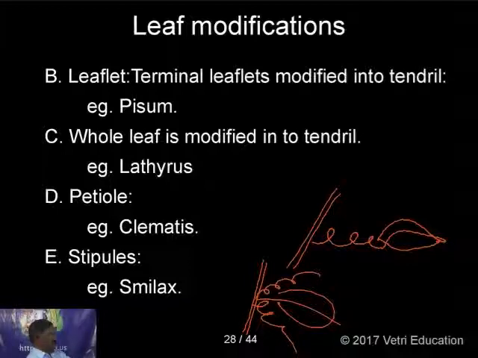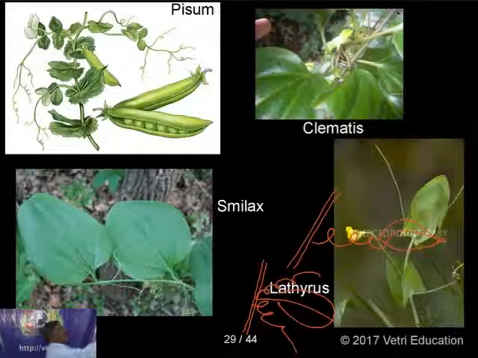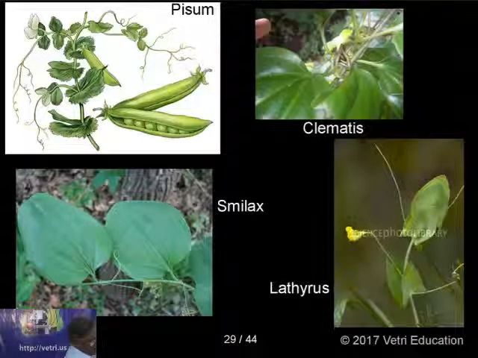The stipules are modified. So in Pisum, the terminal leaflets are modified into tendrils. And in Lathyrus, the whole leaf is modified into a tendril, and the stipules are modified into leaf-like structures. And in Clematis, the petiole is modified into a tendril and helps in climbing. In Smilax, the stipules are modified into tendrils and used for climbing purpose.